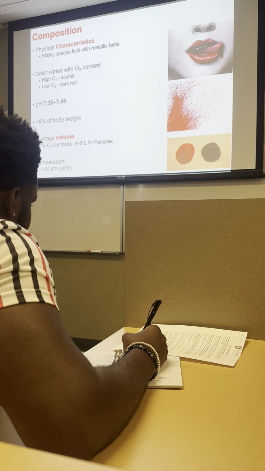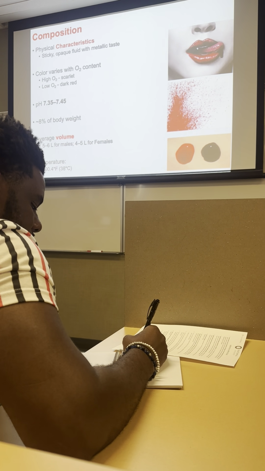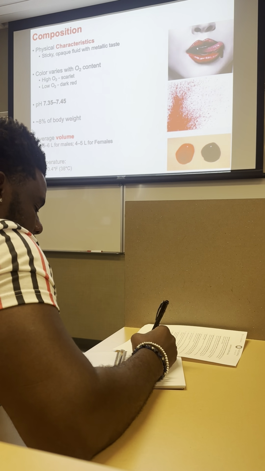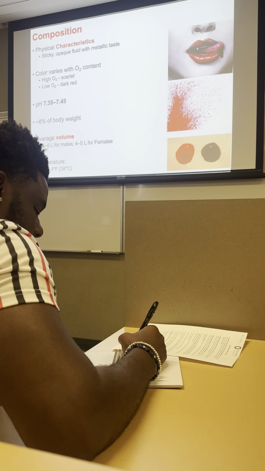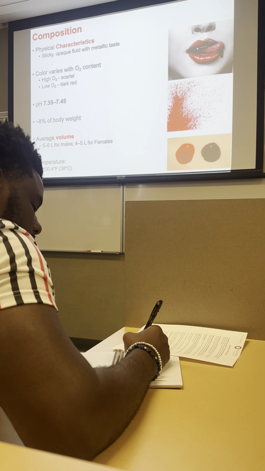You'll be fine. The temperature of blood is different than your core body temperature. We know our core body temperature is 98.6 degrees, but blood is a little bit higher. It's about 100.4 degrees, a little bit higher than normal core body temperature.